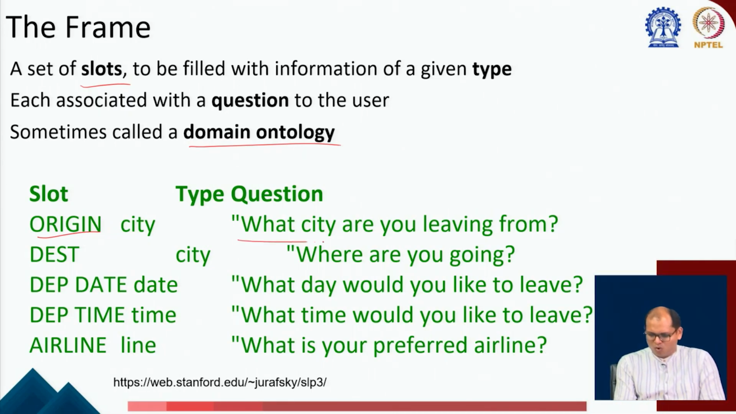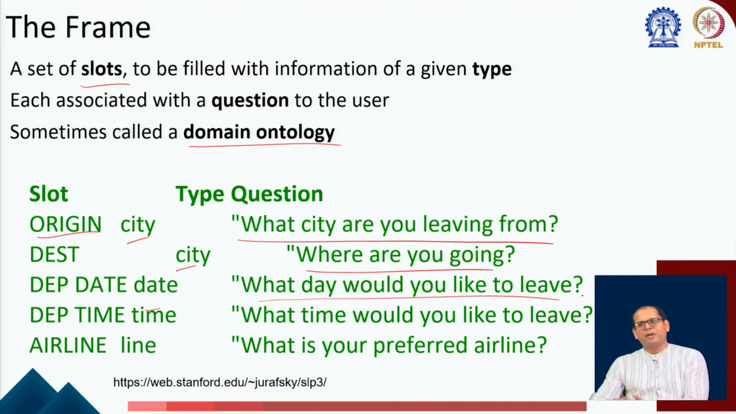This can be templated. What city are you leaving from? This is another question that you can ask for origin. Destination, where are you going? Departure date. So it's of the type city, city, date, right? So they are of certain type. What day would you like to leave, and so on. So each slot will have a particular question that may be asked to the user, right?